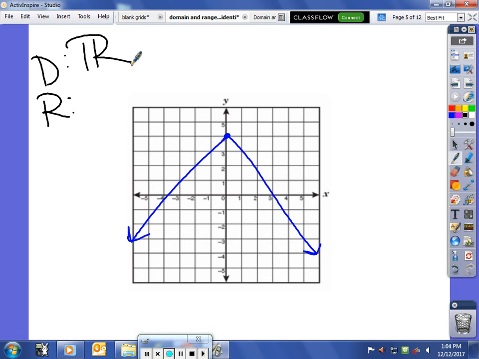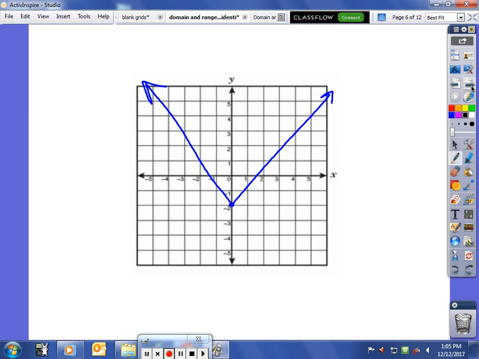All real numbers. At the left edge, there's an arrow. At the right edge, there's an arrow. That means all real numbers. Range is not quite all real numbers. It goes on forever below, but it does have a highest point here. The highest y value is a 4. How do all the other y values compare to that 4? They're all less than or equal to 4. All the other y values are under the 4.